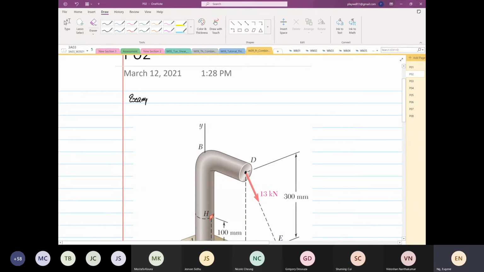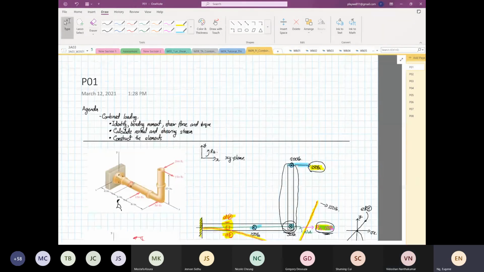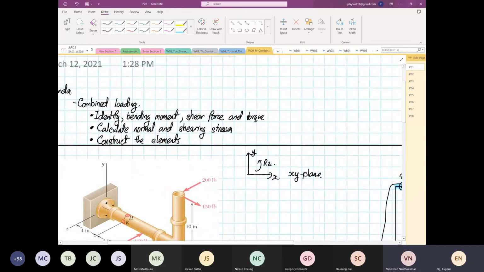Does anyone have a question? No? We didn't solve any stresses in the last question. We just solved for the forces, deliberately, because at this stage we're just identifying the bending. I want you all to be very sure to calculate what is a bending moment, shear force, and a torque. Don't worry, more trouble will come your way.